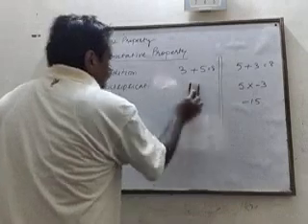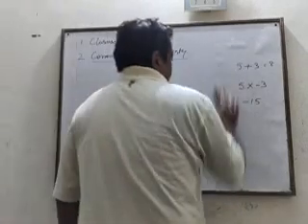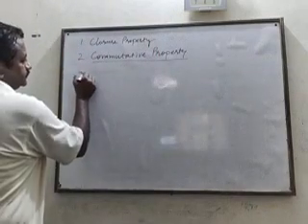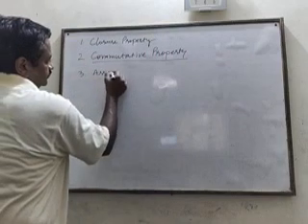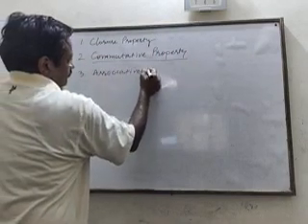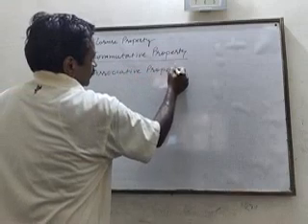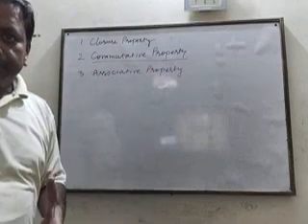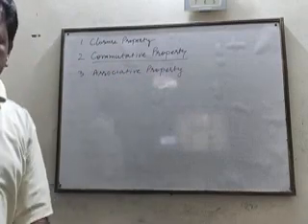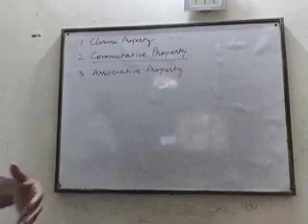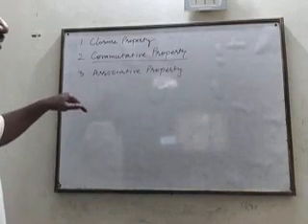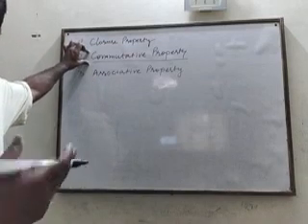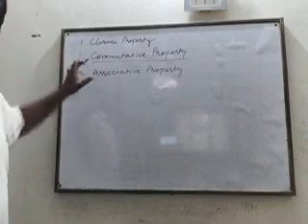Third property is associative property. The word associate means association, that is a group of people. So you can remember these properties by their names also. Commutative means changing the seats: a plus b equals b plus a. Associative means making the group.